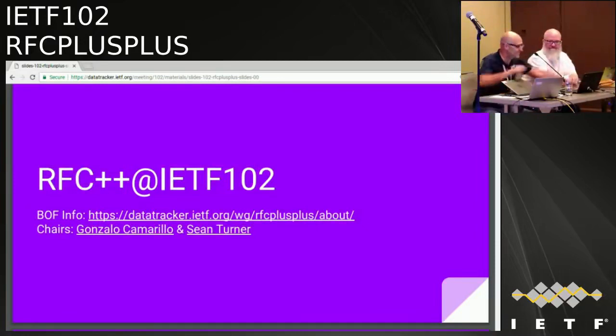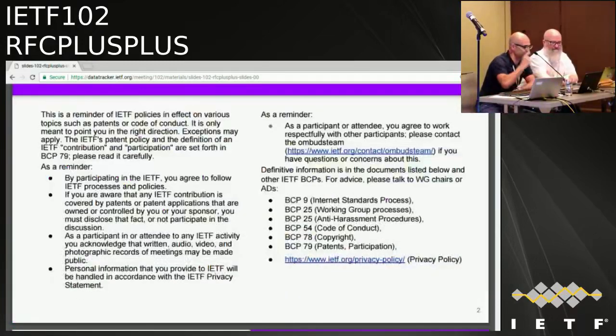Okay, welcome to the Rfcplusplus booth. We have 1 hour and a half, and you've probably seen a lot of discussions on the list, so we're going to try to be efficient. There's not enough time, so let's get going. This is the Note Well. You should be familiar with that, and if you are not, you should go and read it.